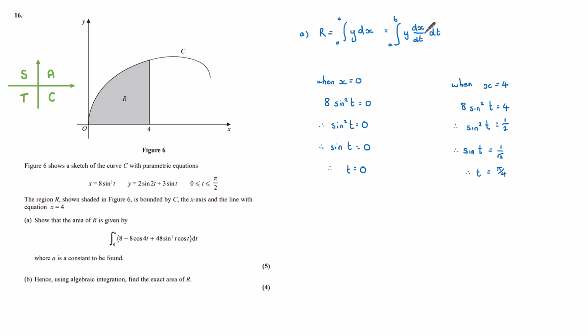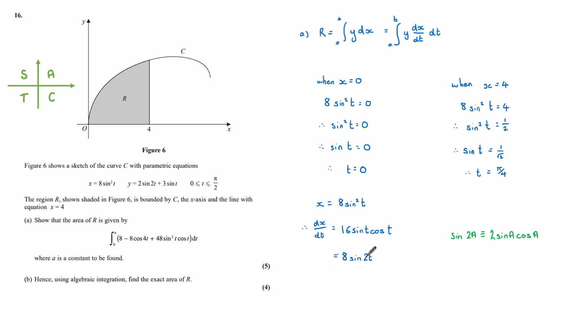Now, I need to find dx by dt in order to rewrite this integral. And so x is 8 sine squared t. Differentiating this, we times the 8 by the power, so that's 16, reduce the power by 1, sine t, and then we multiply by the derivative of sine t, which is cos t. So this differentiates to 16 sine t cos t. Now I'm going to use an identity here to rewrite this. Our double angle formula is that sine of 2A is equivalent to 2 sine A cos A, and so this is equivalent to 8 sine 2t.